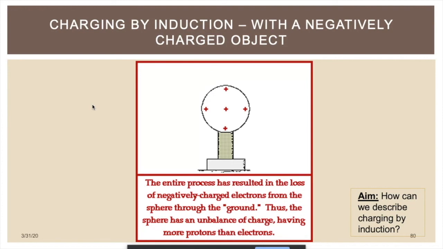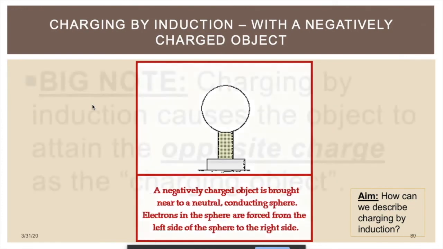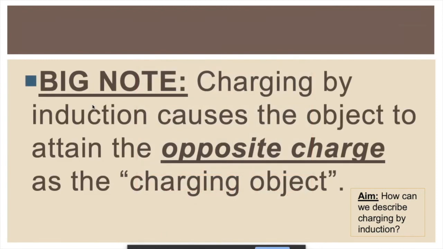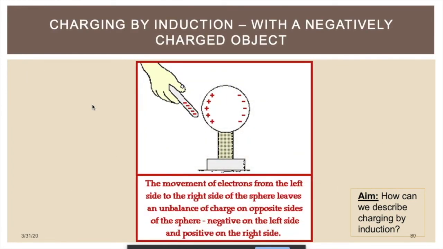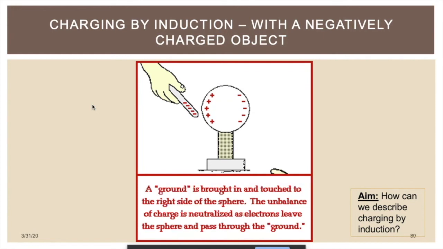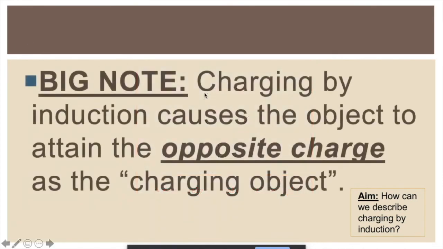Before we wrap this up, we have two quick notes. The first note is, when you charge an object by induction, the object gets the opposite charge as the charging object. Notice this object was negatively charged. Once you connect this thing to ground and those excess electrons on the right-hand side go away, you have a positive charge on the sphere. So when you bring the negatively charged object over, the sphere ends up getting the opposite charge, positive, from the charging object.